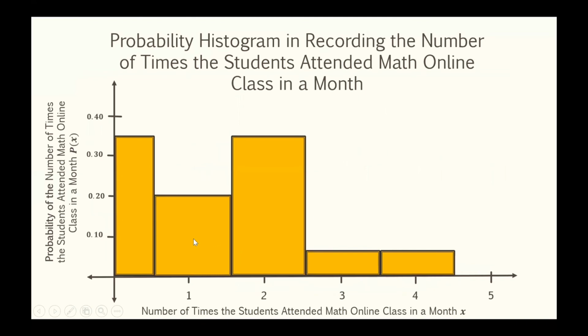This is now the probability histogram in recording the number of times the students attended math online class in a month. We have the x-axis for the number of times the students attended math online class in a month as the value of x, and then the p of x, the probability. We have 0.10, 0.20, 0.30, and 0.40. Do not forget that you have to start from the midpoint of a number, then to the next random variable.